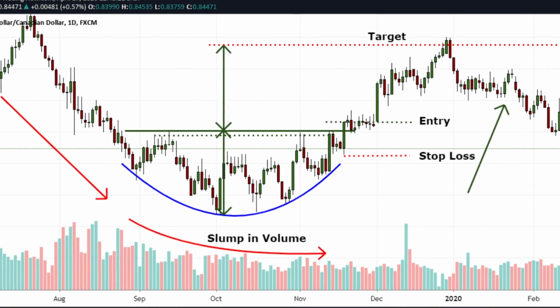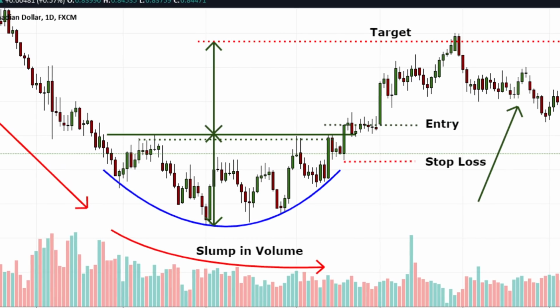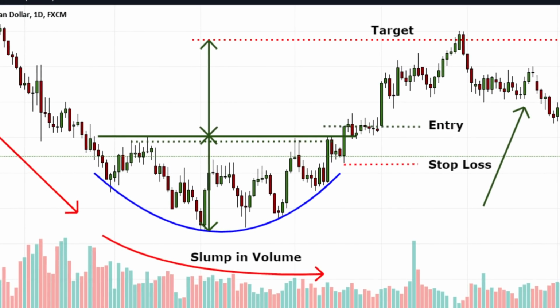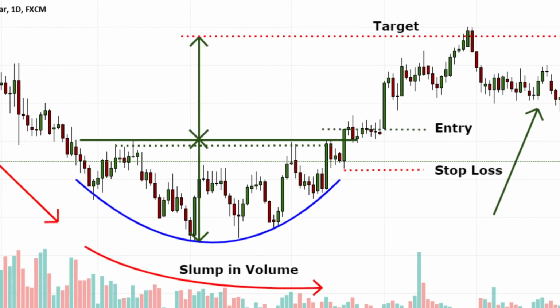Number 5. Rounding bottom. A rounded bottom chart pattern might indicate a reversal or continuation. If an asset's price was in a downward trend and a rounding bottom formed before the trend reversed, that would be an example of a bullish reversal.